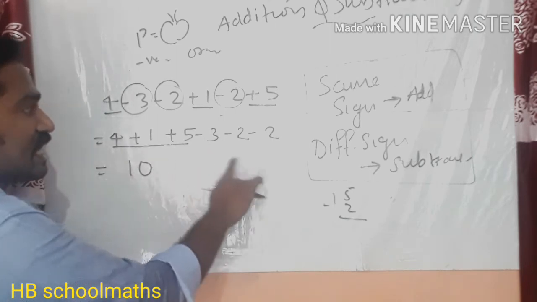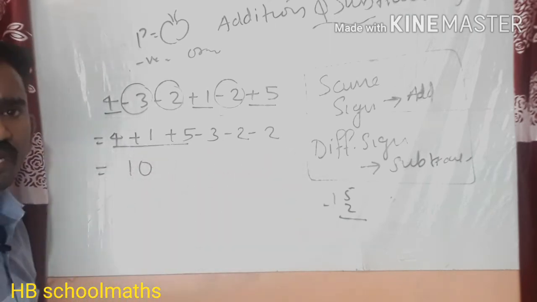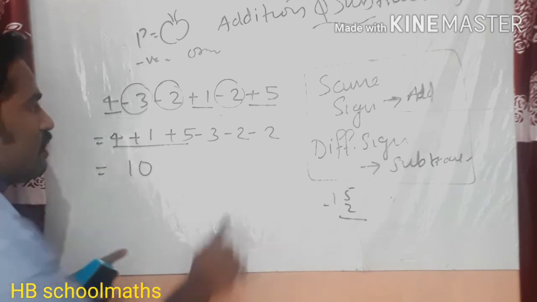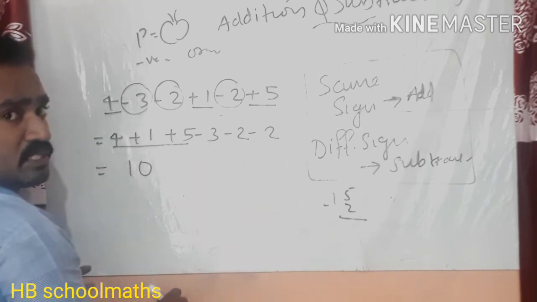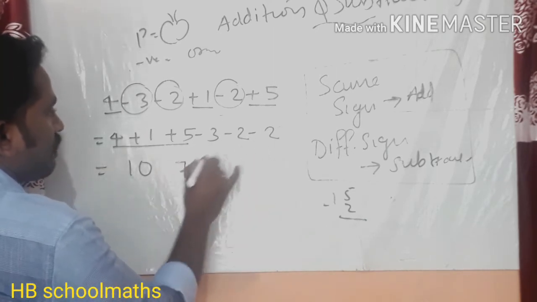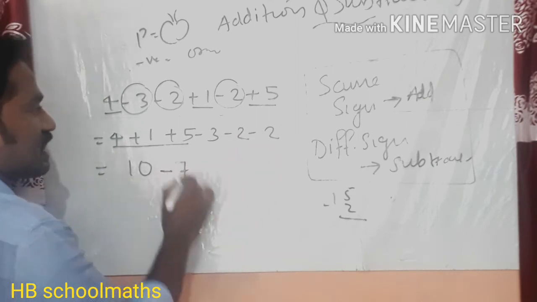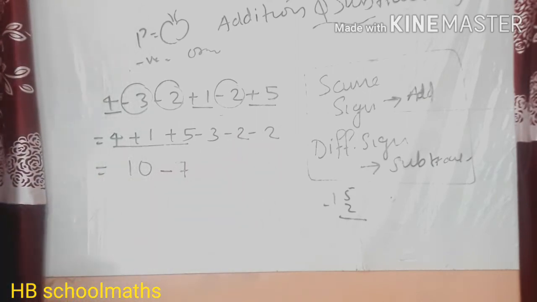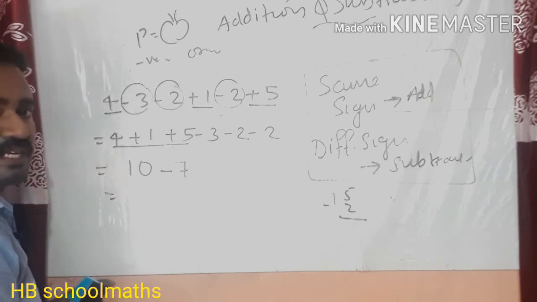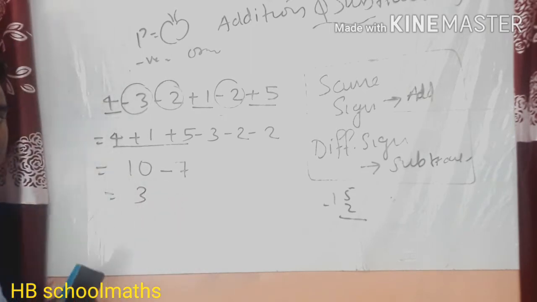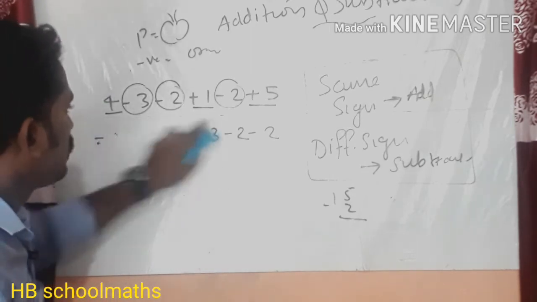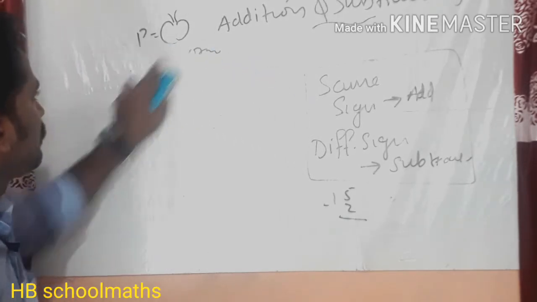And these negative integers, you find their sum, the negative integer sum. So 3 plus 2 plus 2, how much? 7. We added negative integers, so the answer is negative only. So final answer 10 minus 7, what is the final answer there? 3 is the final answer. See, big number minus smaller number, you know. I think everything is understood. One more question I will give you.